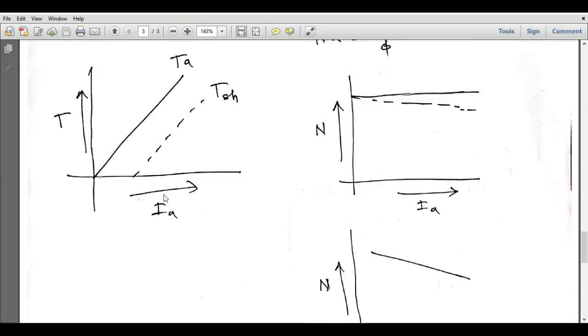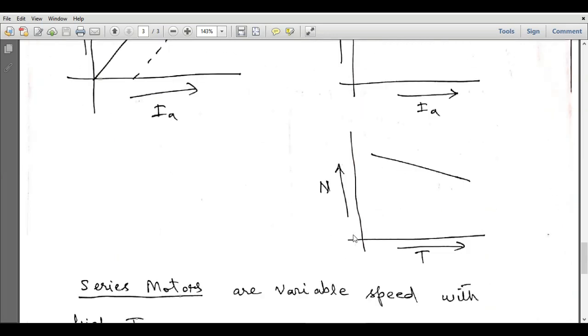Similarly, since armature current and torque are directly proportional to each other, the same curve will be obtained between speed and torque, because if we increase Ia, we are increasing the torque. So the curve between N and T will be the same as the curve between N and Ia, because Ia and T are directly proportional to each other.